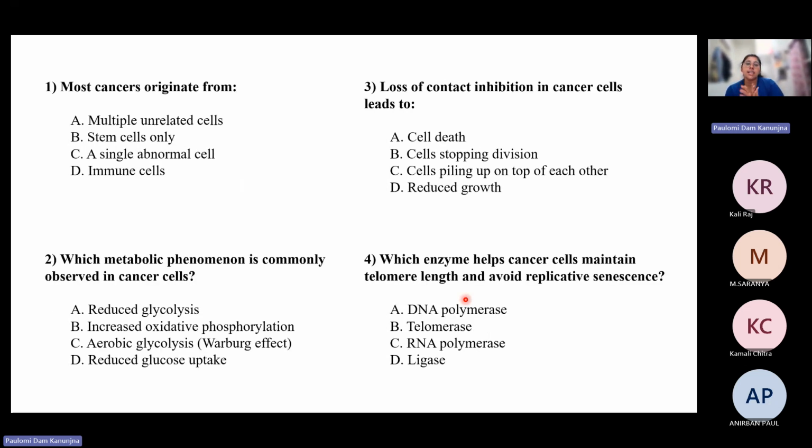Next, most cancer cells originate from which of these options? Which metabolic phenomenon that we have discussed already is observed in cancer cells? Loss of contact inhibition in cancer cells leads to what? And which enzyme helps cancer cells maintain telomere length and avoid replicative senescence? This was connected with the telomere discussion that we had about the cell cycle. How does a cell age? Telomeres. If a cell ages, it just stops dividing. Why don't cancer cells do the same? What is maintaining it?